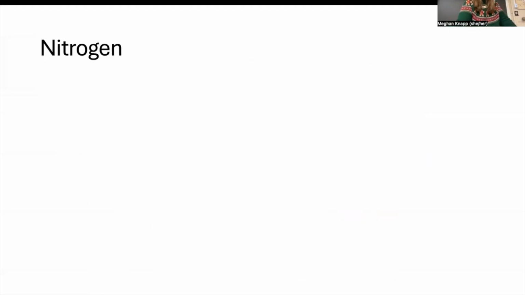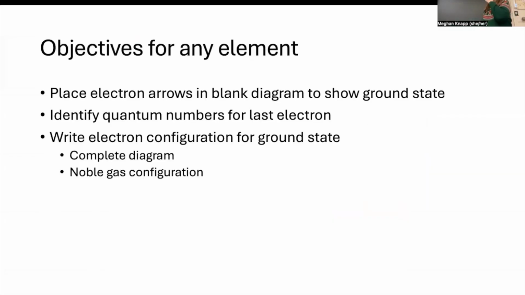Next, we're going to have to write the electron configuration. So you'll see what that is in just a minute. There are two versions of this. One is the complete electron configuration diagram, and one is a condensed version called the noble gas configuration, or sometimes it's just called the condensed configuration.